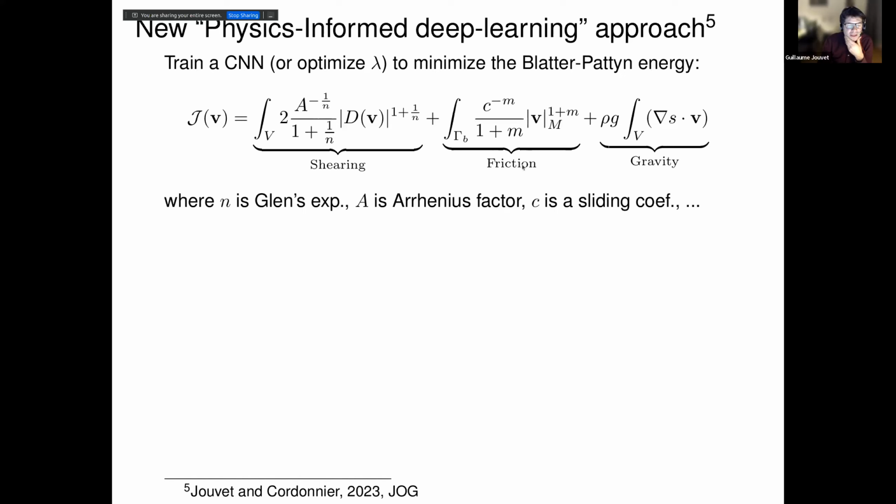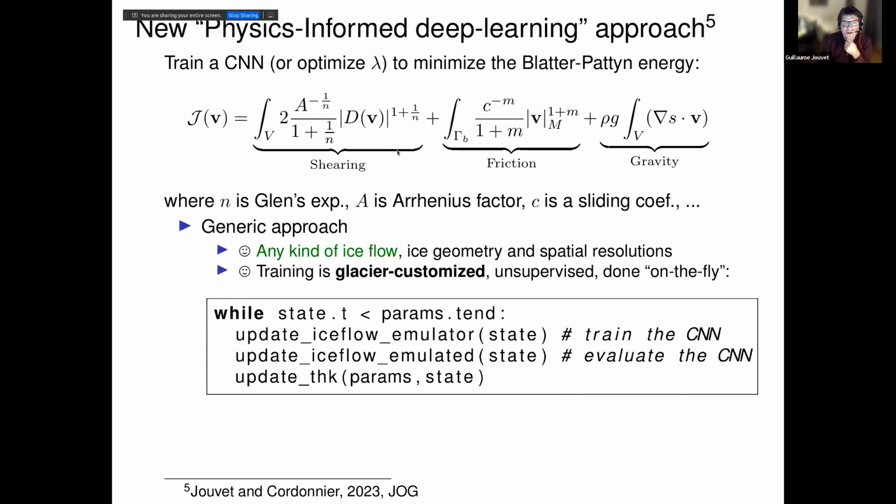So basically, when we are solving Blatter-Pattyn, most typical finite element solvers are actually also optimizers, which means they are searching for the velocity field that minimizes this function. It's not very often written in terms of a minimization, but in fact that's what the algorithm does.